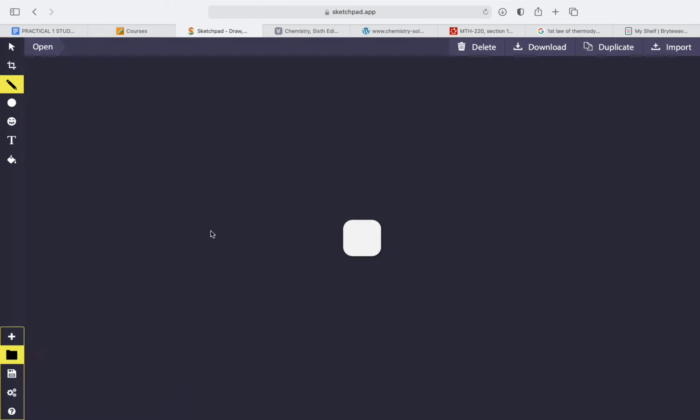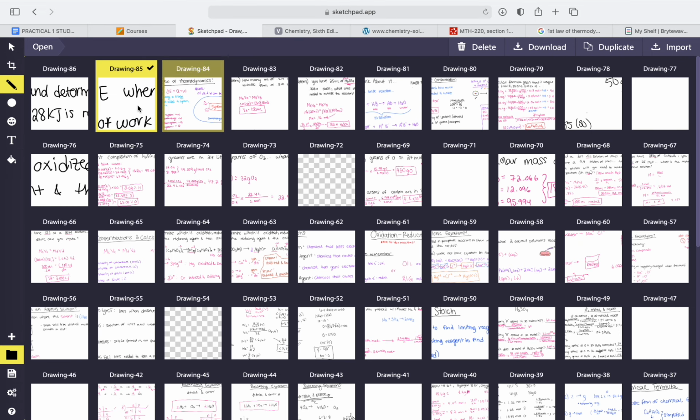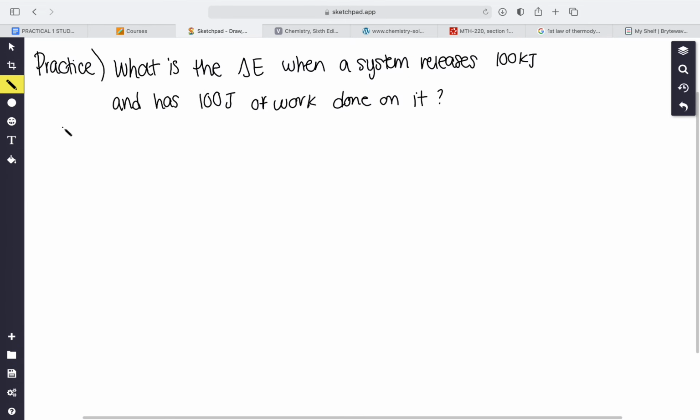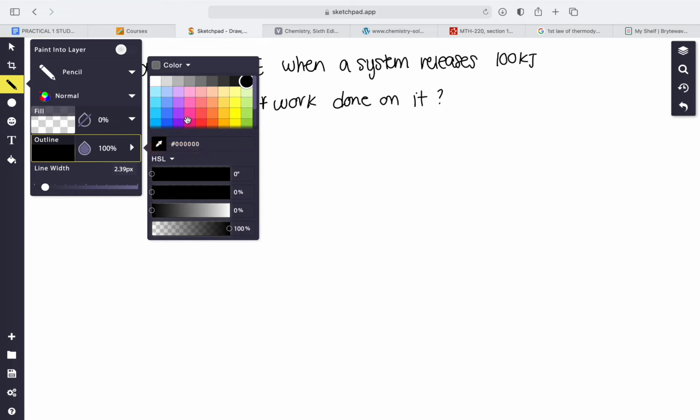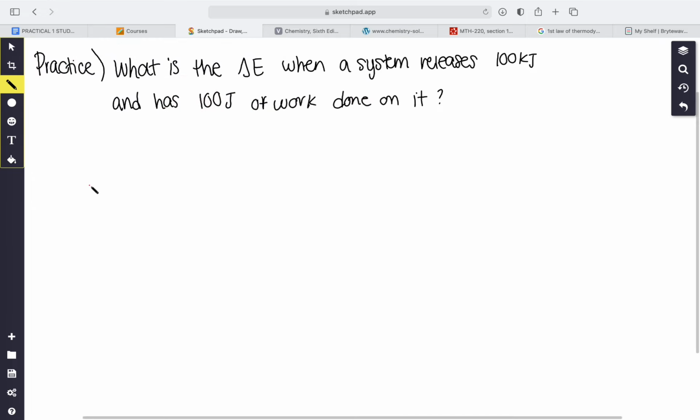So let's get into some practice problems here. This was one that Professor Sherlock had in class. It says: what is the change in energy in a system when it releases 100 kilojoules and has 100 joules of work done on it? All right, so let's visualize this first. We have the system and we have the surroundings. It releases 100 kilojoules, so it's releasing that as heat.